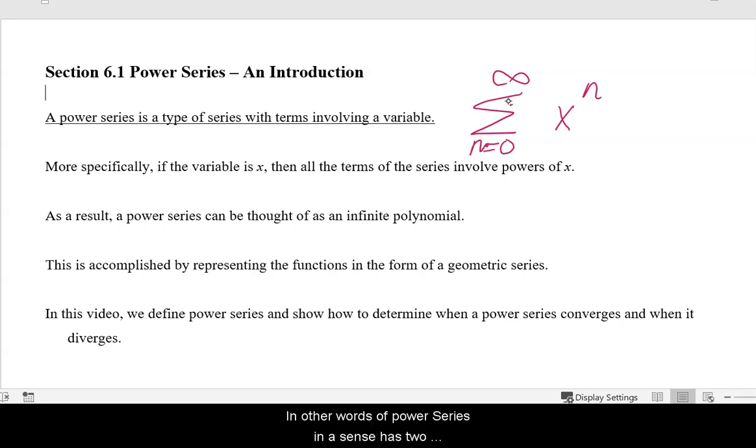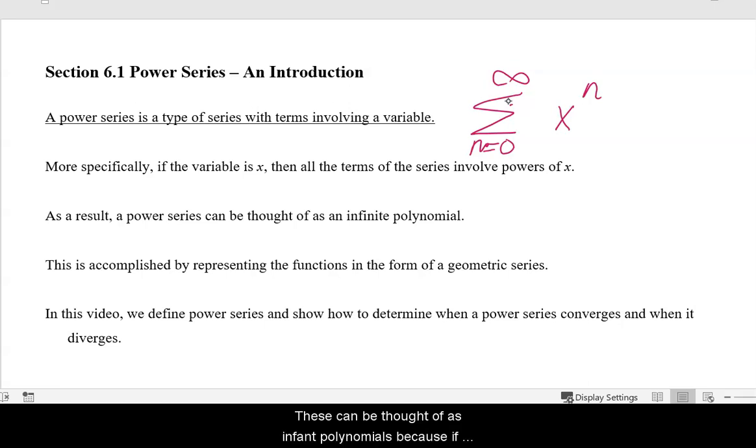In other words, a power series, in a sense, has two variables. The variable for the series itself, the sequence, marking which term in the sequence or series it is, and the variable x, which represents something else. This makes it a power series. You'll also notice that the variable x is being raised to a power and that the power is represented by the index of summation. This is where it gets its name, power series. It is a power of the variable x, hence the name power series.